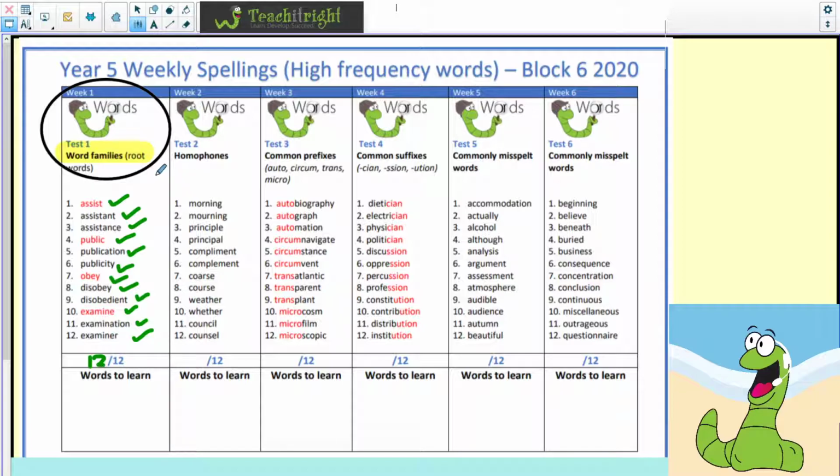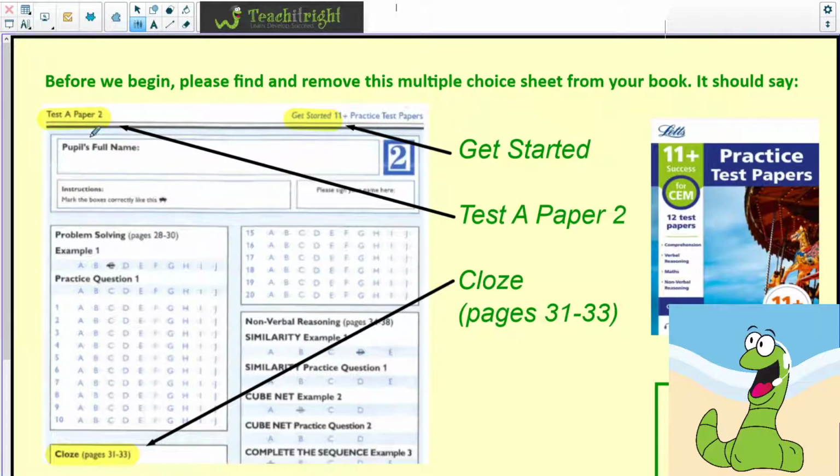Let's move on now to the main part of our lesson, where we are going to talk about the sheet that we need. So let me just show you this slide. This is obviously really important. Before we begin, please find and remove this multiple choice sheet from your book.